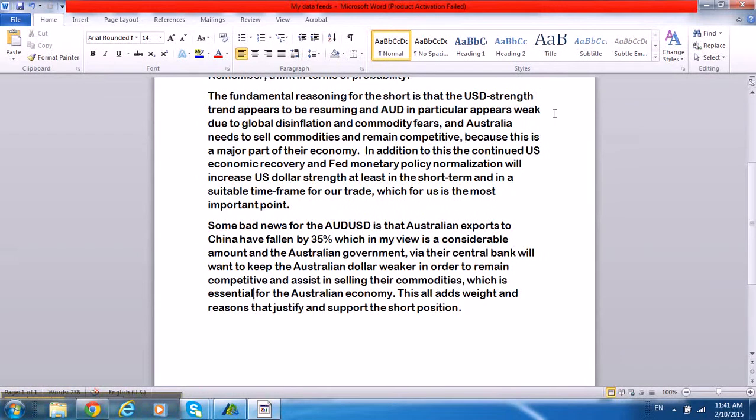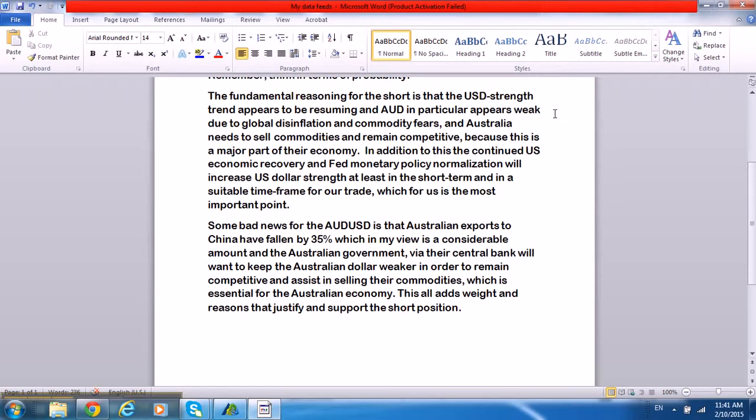And in addition to this, the continued US economic recovery and the Fed monetary policy normalization, there's a mouthful to say, will increase US dollar strength, at least in the short term and in a suitable time frame for our trade, which for us is the most important point.